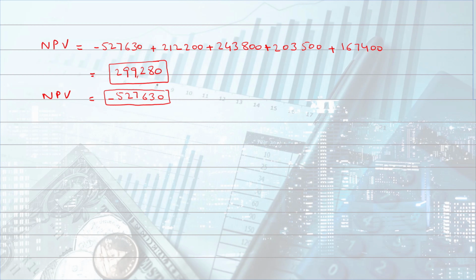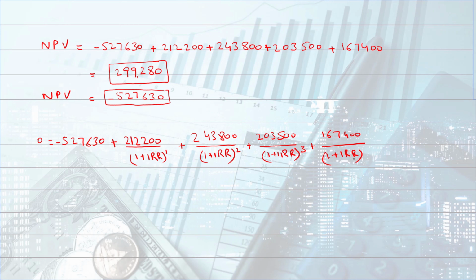The interest rate that makes the NPV of project equal to 0 is the IRR, and the equation of IRR of this project is minus 5,27,630 plus 2,12,200 divided by 1 plus IRR raised to power 1 plus 2,43,800 divided by 1 plus IRR raised to power 2 plus 2,03,500 divided by 1 plus IRR raised to power 3 plus 1,67,400 divided by 1 plus IRR raised to power 4.